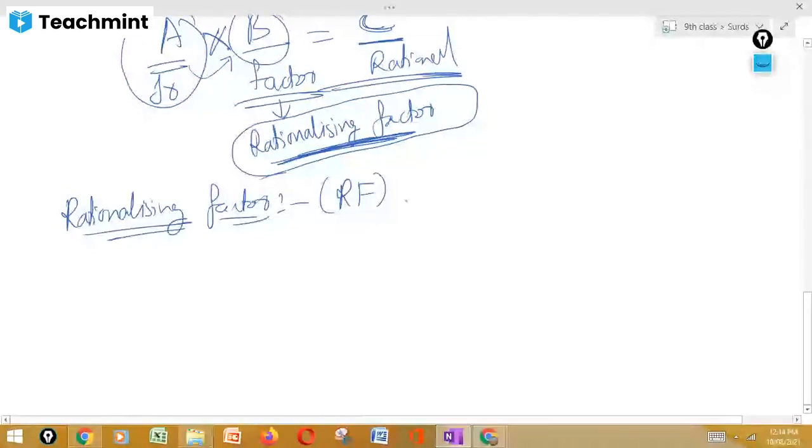We call it RF in short, or else sometimes we call it a conjugate. What do we call it? Conjugate.